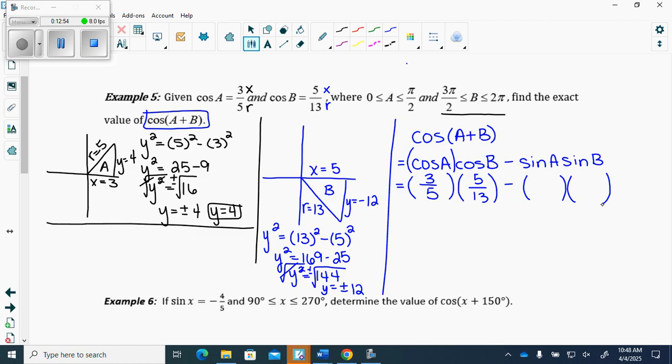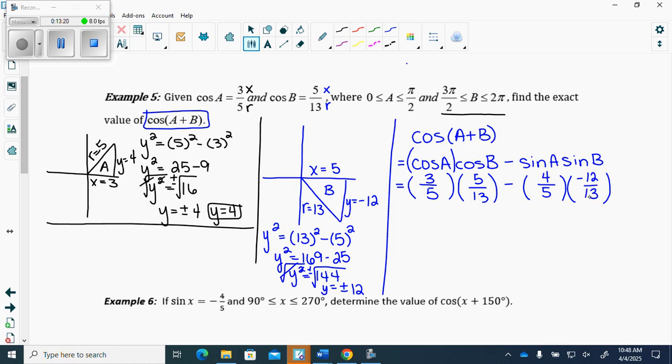What is sine of A? I go to my A triangle, sign your resume. So what is it? 4/5. And sine of B is what? 13. Oh, sorry. Negative 12. Yeah, that's what I heard the whole time. Good job.